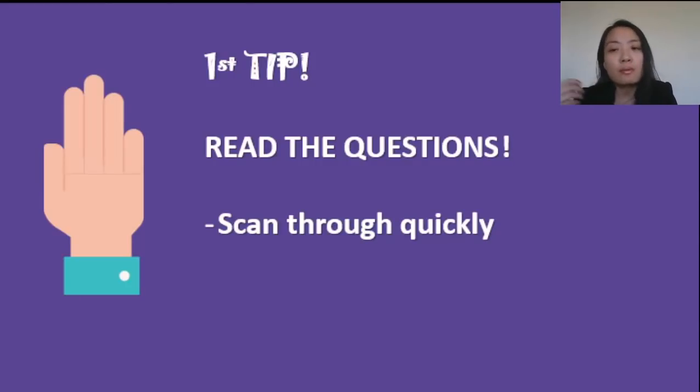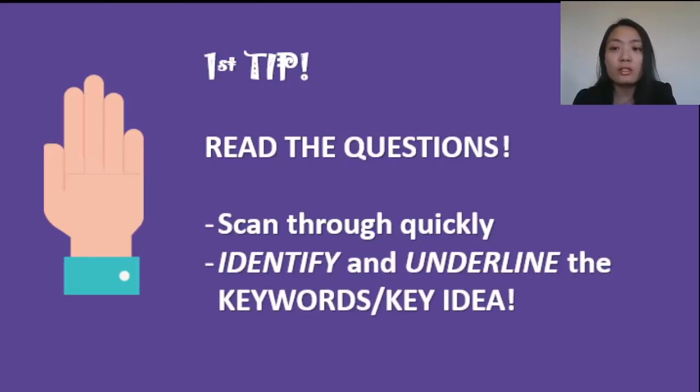Alright, but if you scan through the questions first quickly, then you'll be able to see, oh, okay, so this text is about something, right? Or it's related to this question. And then you just scan through quickly. It's not important for you to memorize what the question is saying. So just read the questions and scan quickly. All right. And then while you're reading the questions, identify and underline maybe one or two keywords in the question. That's all, just to get an idea.